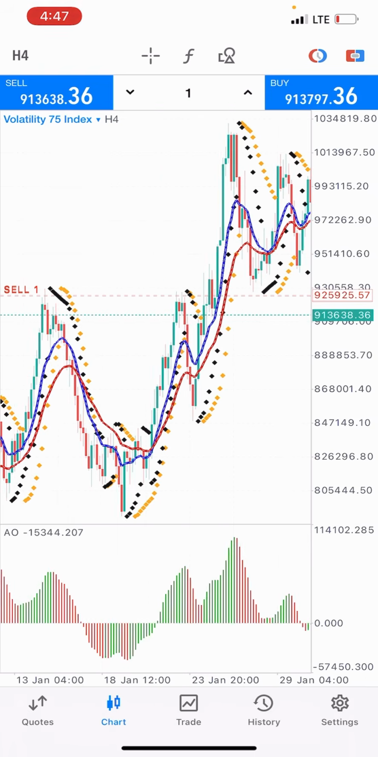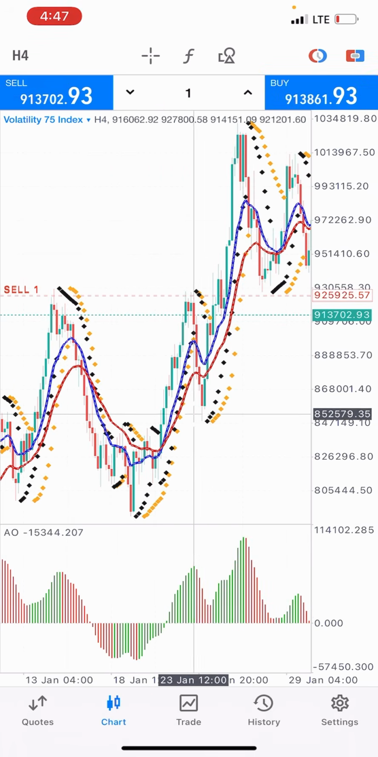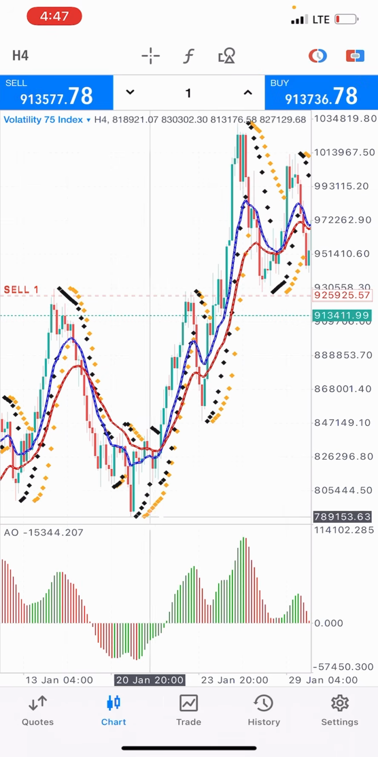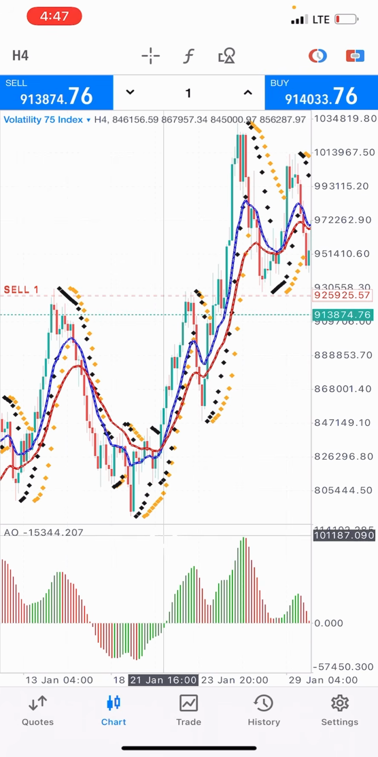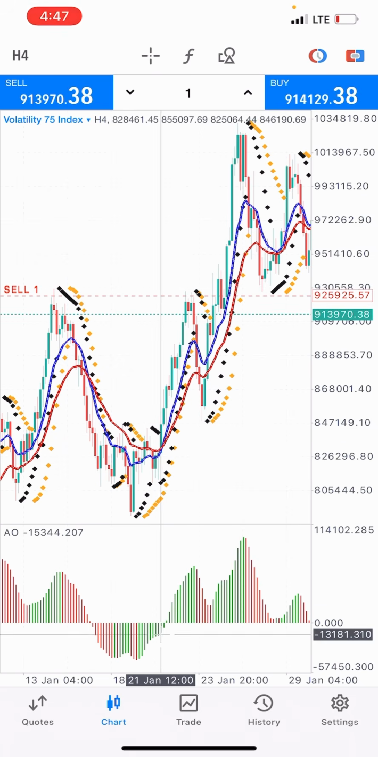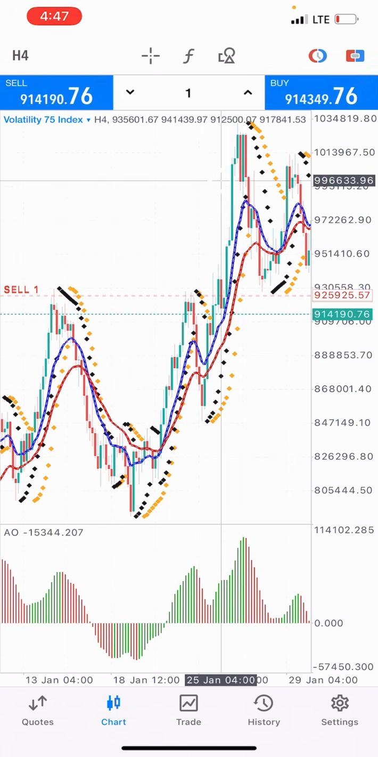I hope you understand this, guys. To get a buy, the blue moving average has to cross above the red moving average, the black parabolic SAR has to cross above the yellow parabolic SAR, and the awesome oscillator has to be above the zero level. As soon as you see it starting to go above the zero level, first condition, second condition, and third one. So once the three conditions are met, you are good to place a buy or a sell.